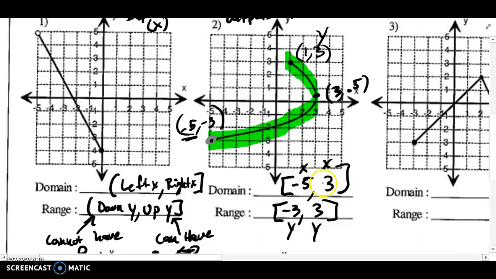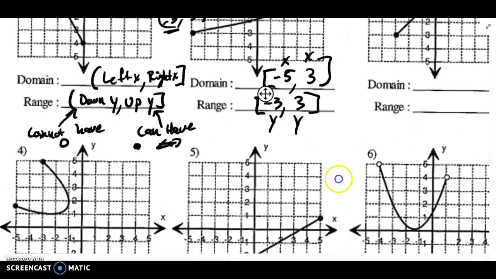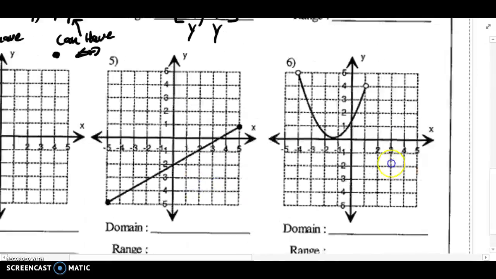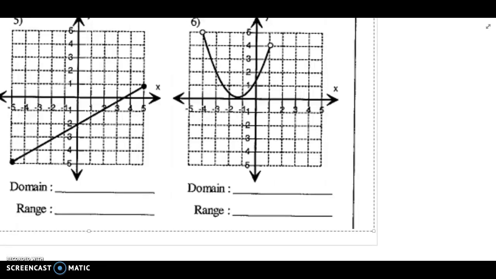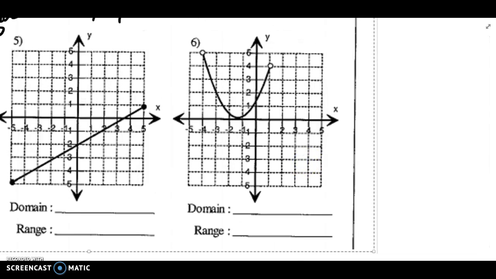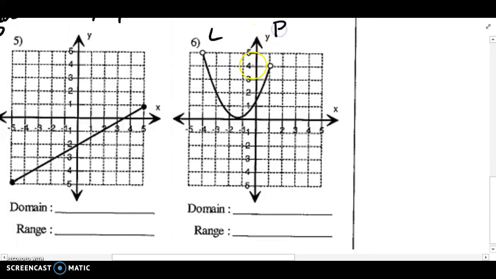They're all brackets because we used the spots on the line and a spot that is a closed circle. If I was to use this spot, it would be a parenthesis. Let's see if we have a parenthesis one. So I'm going to jump down to number 6. So we're going to look at the left side. We're going to go left, we're going to go right, and we're going to go up and down. So let's do the left and right first.